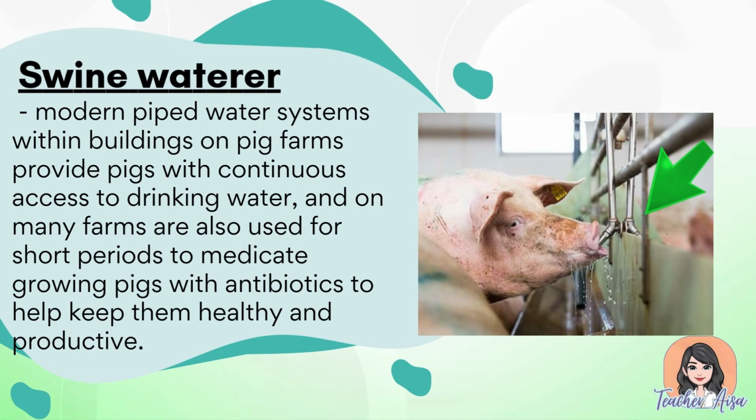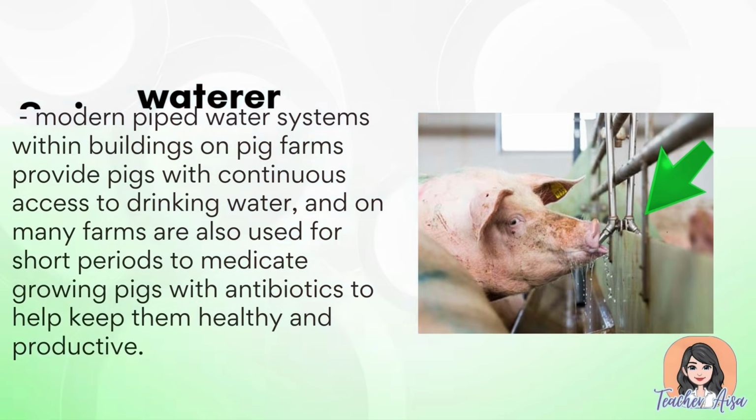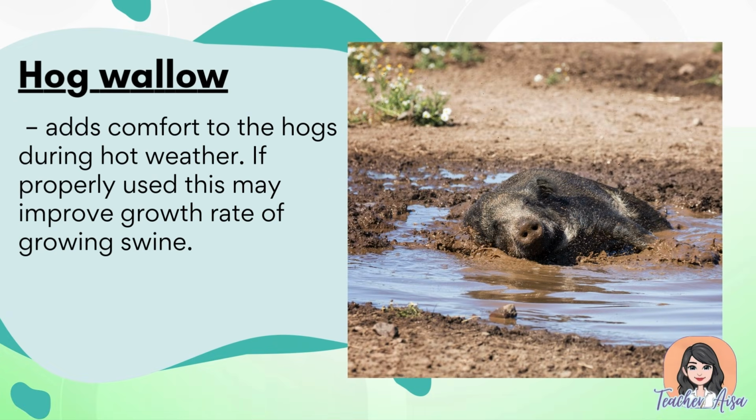Swine waterer. Modern piped water systems within buildings on pig farms provide pigs with continuous access to drinking water, and on many farms are also used for short periods to medicate growing pigs with antibiotics to help keep them healthy and productive. Hog wallow. Hog wallow adds comfort to the hogs during hot weather. If properly used, this may improve growth rate of growing swine.